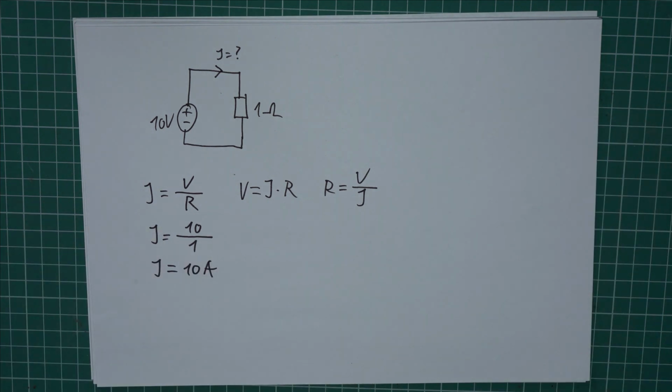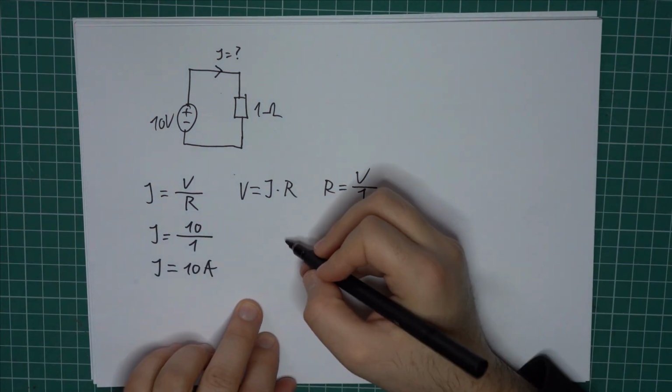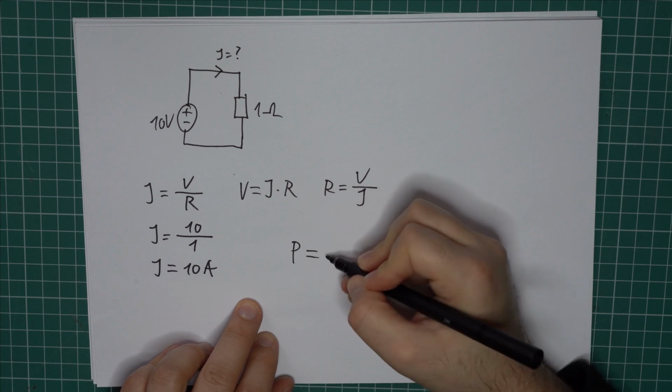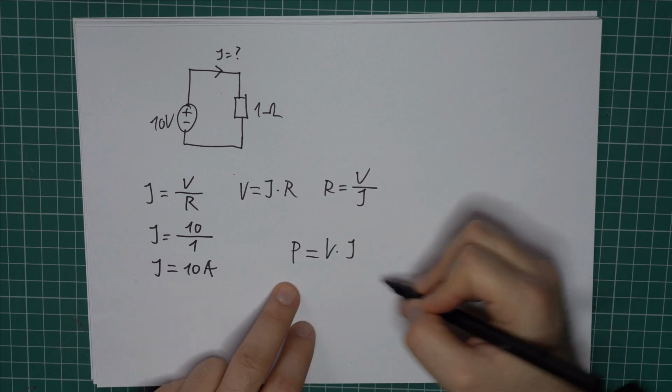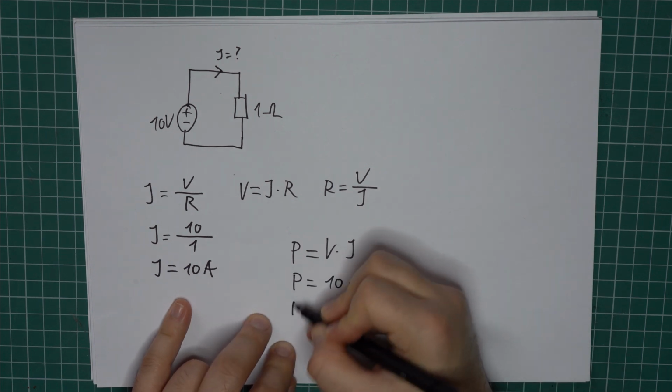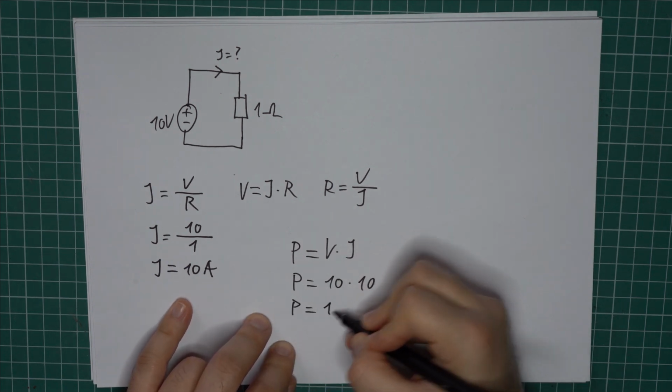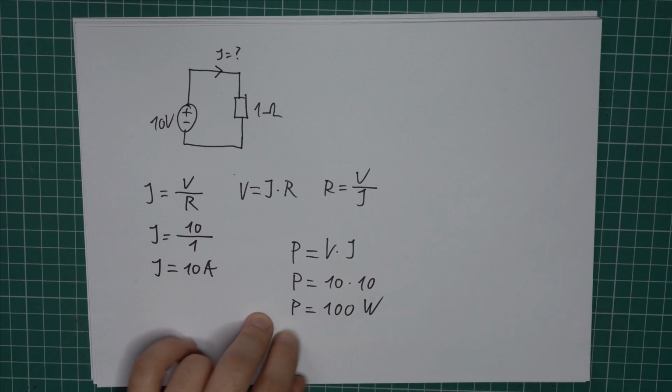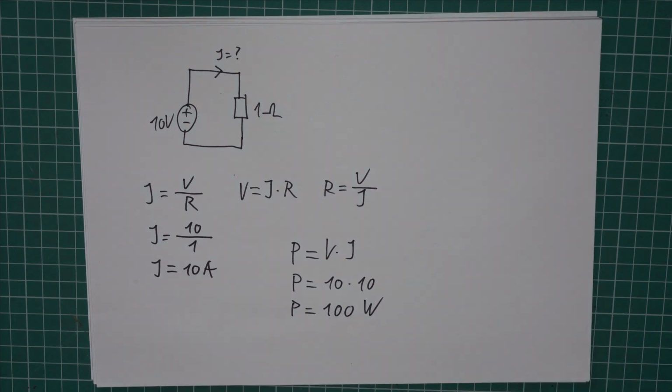So to find the power, there is a formula for this as well, which is P equals V times I. So you can simply multiply the voltage and the current to get the power. In our case it is 10 multiplied by 10, so we have a power of 100 watts. So our resistor has to be at least a 100 watt resistor to handle this power.